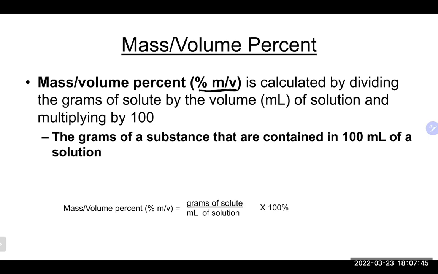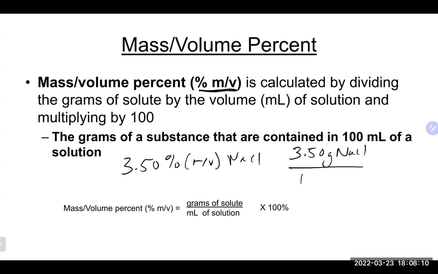Kind of like a density value, right? Density is like grams per milliliter. It's sort of the same idea. It's basically how many grams there are in a milliliter. And just like the other two percent concentrations, we also could turn this into a usable conversion factor. Same idea. This would be 3.5 grams of sodium chloride in 100 milliliters of solution, or obviously, the flipped version of that.